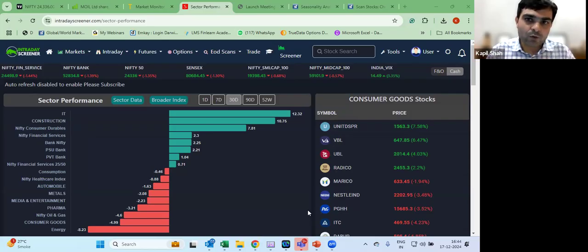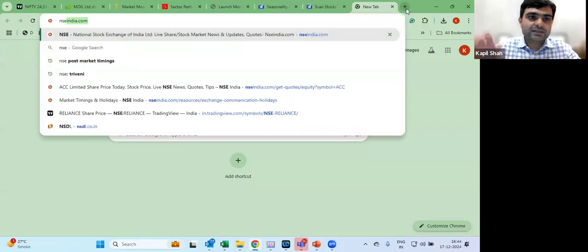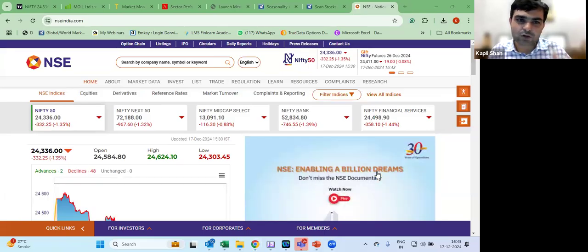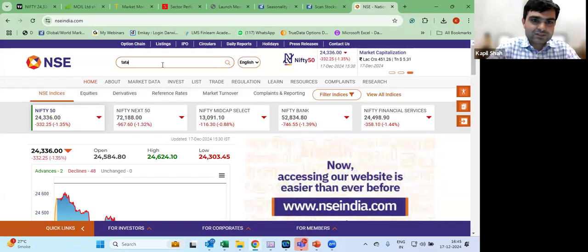So in my proprietary model, what the exchange has done is classify each and every stock under 4 categories. So let's say, for example, if I open the NSE India, can you tell me one stock name, please? Can someone tell me the name of a stock? Tata Motors. Axis Bank. Okay, let me take Tata Motors.